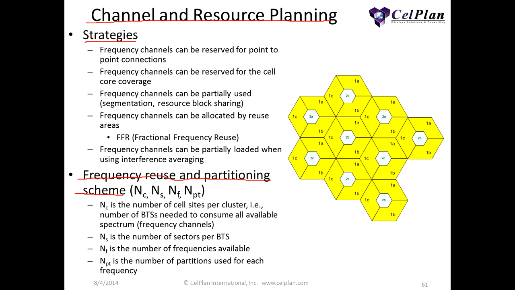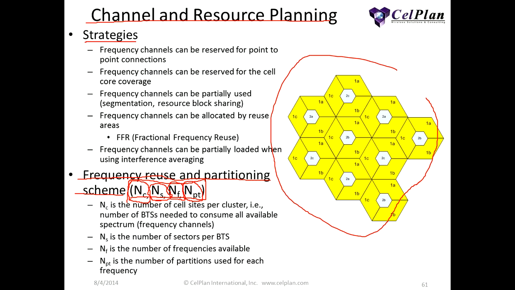But basically, the reuse is traditionally defined by 3 numbers. One is the number of cells in a cluster. The other one is the number of cells in a BTS, and the other one is the number of frequencies available. And there is another one now with LTE and WiMAX and so on, which is the number of partitions inside a channel available. So now we need 4 numbers to represent one configuration.